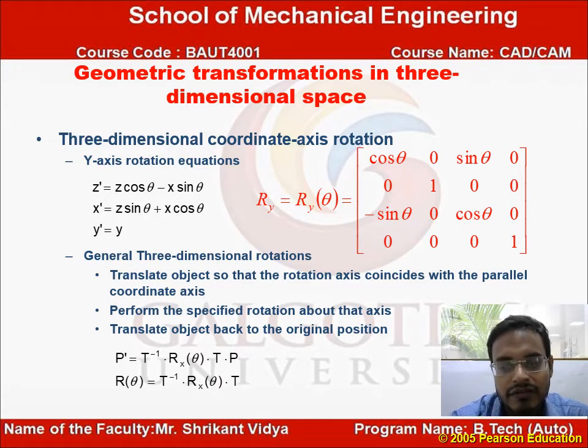General three-dimensional rotations consist of three steps. First, you translate the object so that the rotation axis coincides with the parallel coordinate axis. Then perform the specified rotation about that axis. Then again we translate the object back.